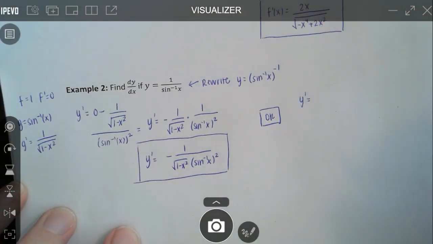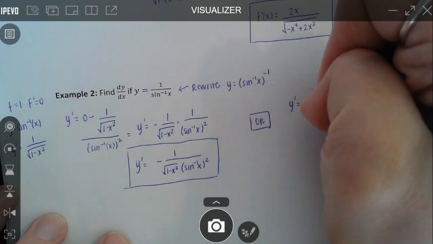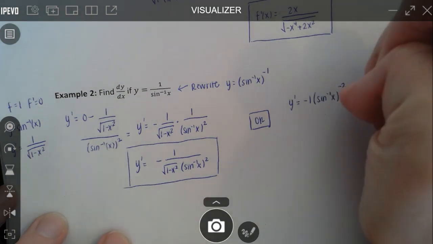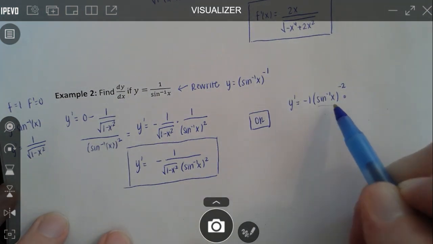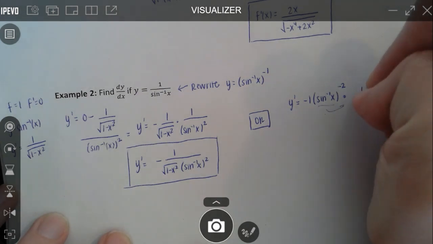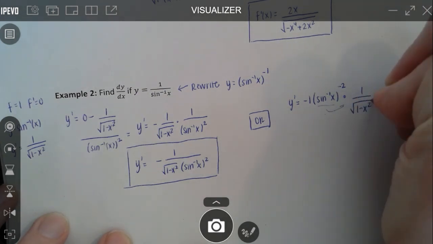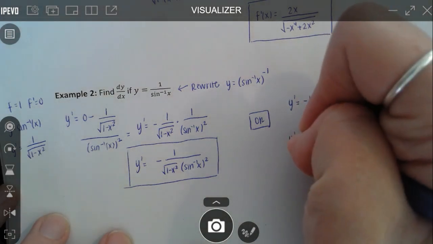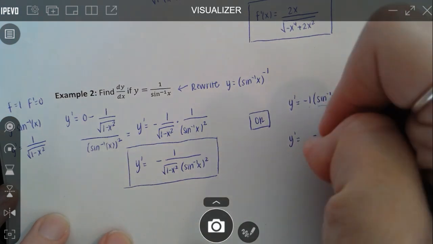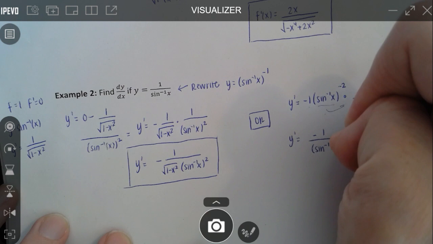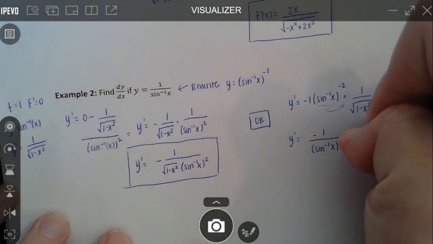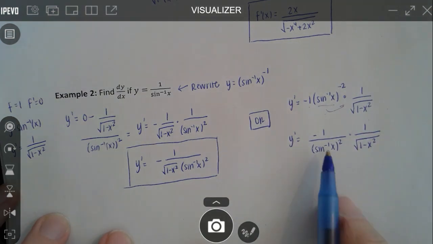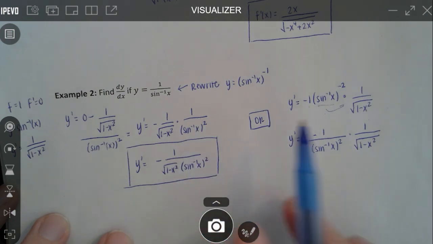So if I do it this way, my outside function would be to bring the -1 down, keep the inside stuff the same, decrease the exponent by 1, but here's the chain rule part. Now I need to multiply by the derivative of this stuff, which would be the 1 over square root of 1 minus x squared. So if I manipulate this a little bit so that I don't have a negative exponent here, I can rewrite this as -1 in the numerator and then bring that quantity of inverse sine of x squared down to the denominator to make the exponent positive. Still multiplying by this 1 over the square root of 1 minus x squared, and it looks exactly the same as what we have here, just in reverse order.